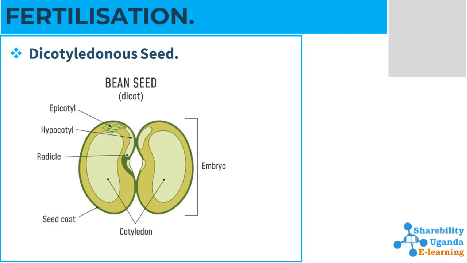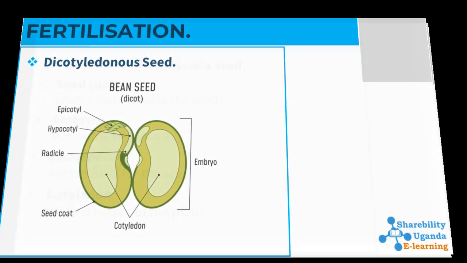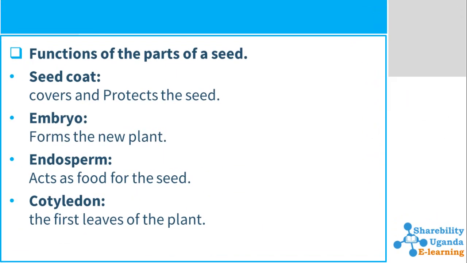Dicotyledonous seeds are the opposite of monocotyledonous seeds. For example, the bean seed. The bean seed is an example of a dicotyledonous seed. It has an epicotyl, hypocotyl, radicle, seed coat, and two cotyledons. A monocotyledonous seed has one cotyledon. Dicotyledonous seeds have two cotyledons. That's basically the difference.